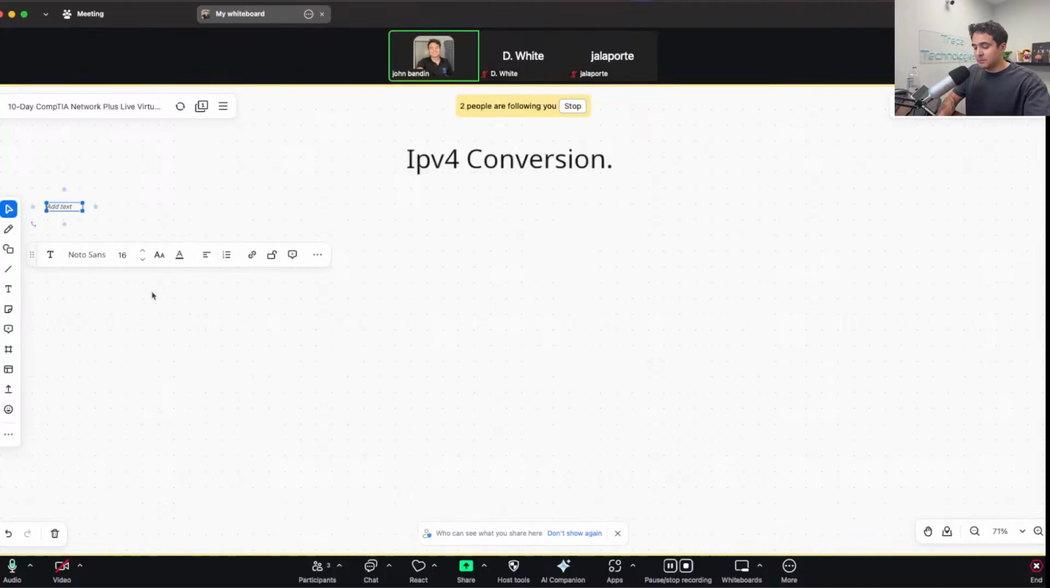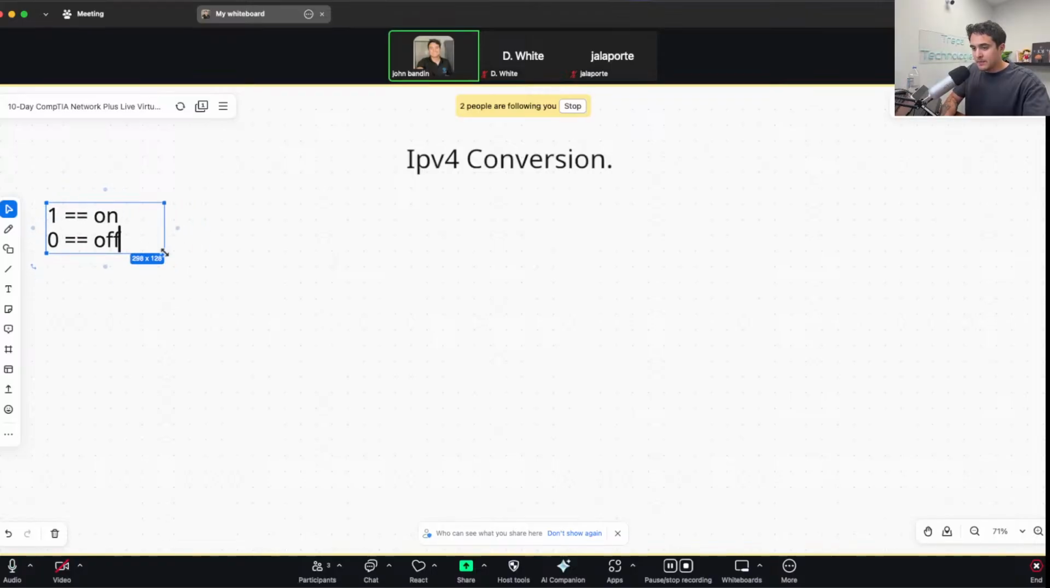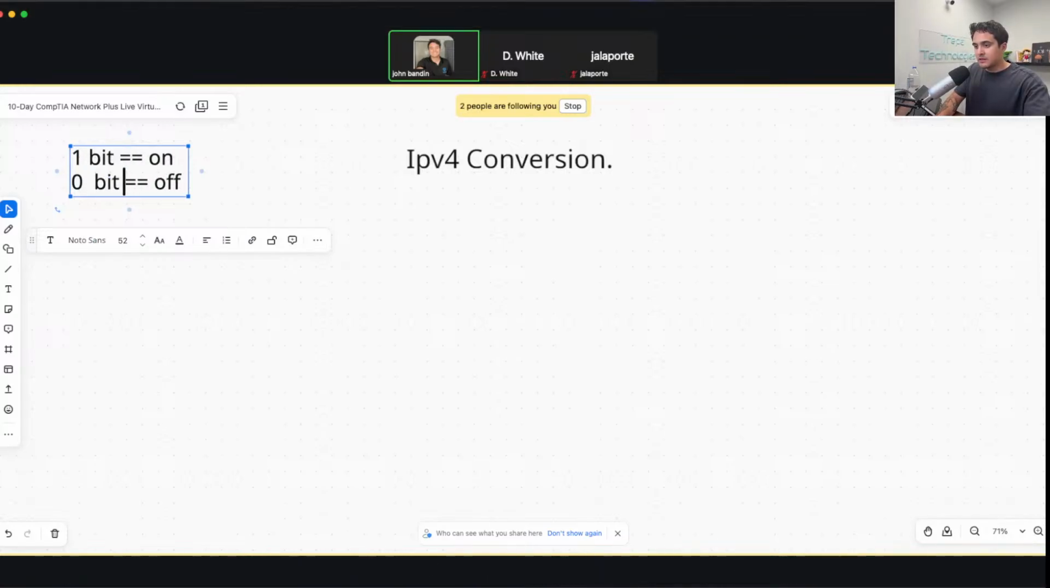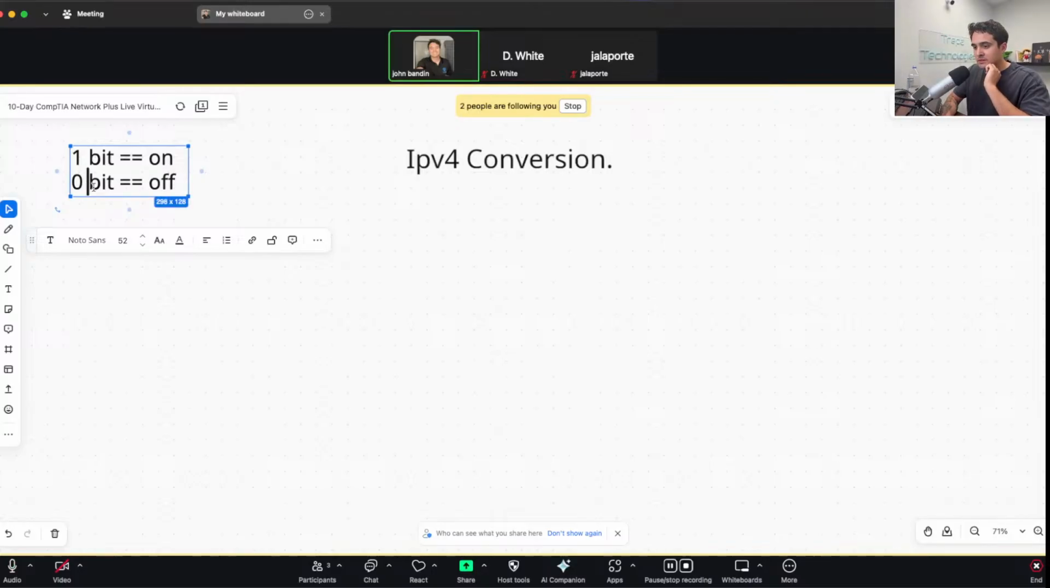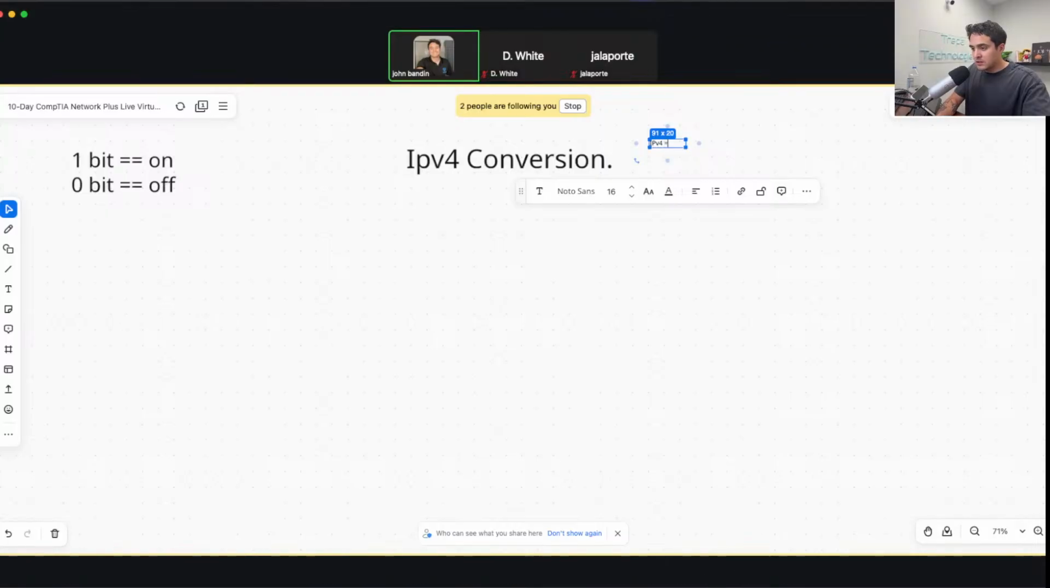So I'm going to write some things up here. A 1 bit equals on, and a 0 bit equals off. Okay? Now IPv4 addresses, they are 32 bits in length, correct? Yes, they are. So an IPv4 address equals 32 bits.